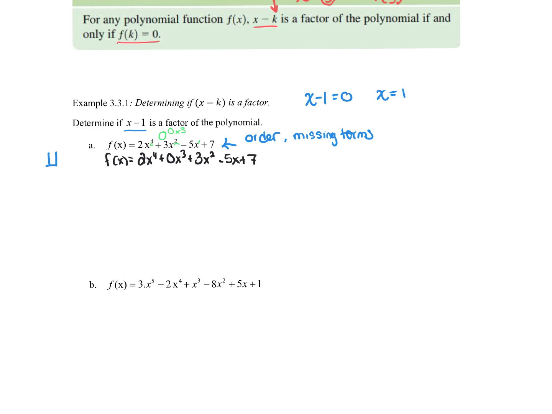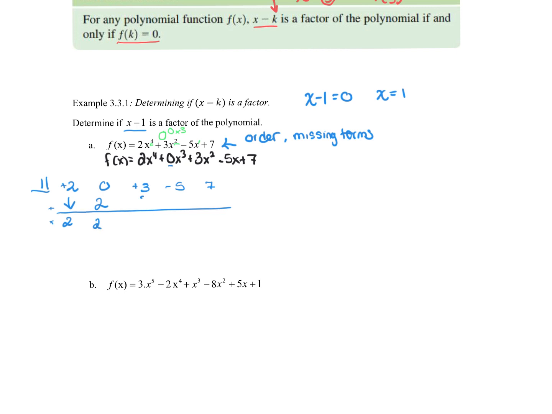Now we can set up our synthetic division. Let me erase this one. It's not wrong. I'm just going to rewrite it. So 1 goes in my house. 2, the 0 for that missing term right here. Positive 3, positive 2, negative 5, and a 7. So we're going to drop the 2 down. Remember, below we multiply and above we add. So we drop the 2 down. 1 times 2 is 2. 0 plus 2 is 2.